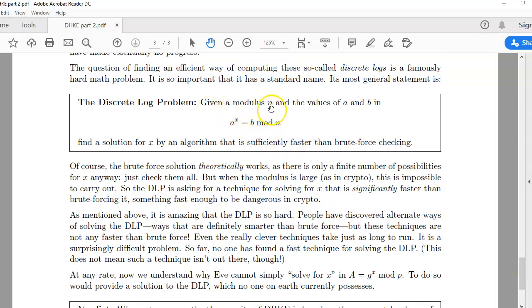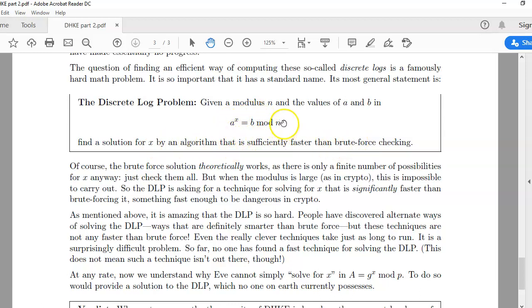Suppose I hand you the modulus and I tell you what it is, and I tell you the values of a and b in the equation a to the x equals b mod n. The discrete log problem asks, is there a way to solve for x, to solve for that exponent? Is there a way to solve for x by some algorithm that is sufficiently faster than just brute forcing it? Can you do that? That's the discrete log problem.